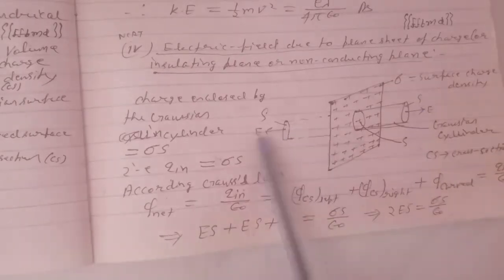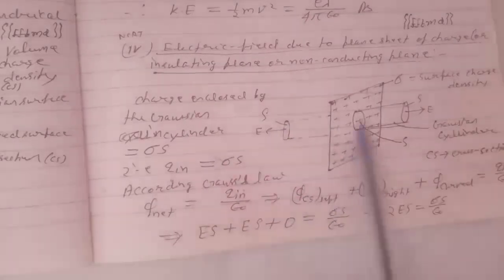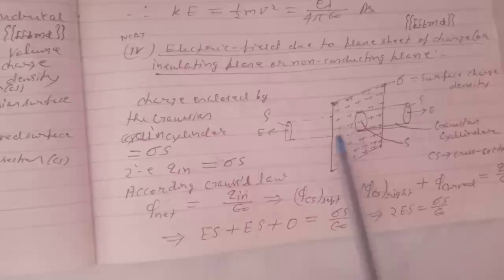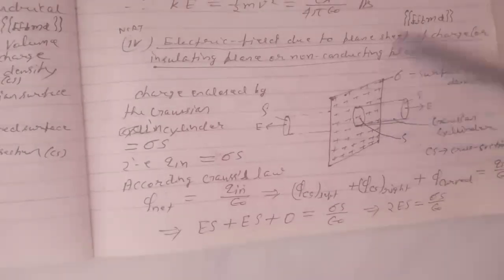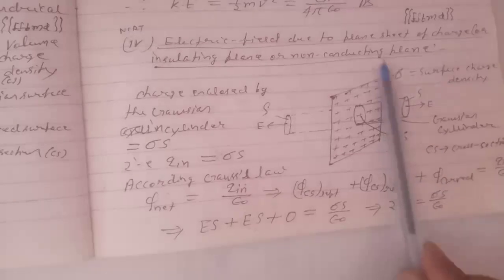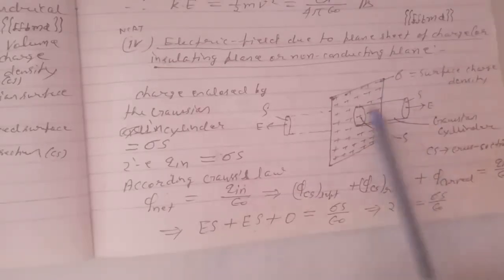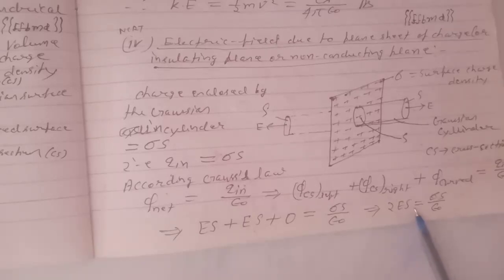So we can write that this flux will be ES because it is in the same direction. Again this will be ES, because if we look from this side, the electric field will be in this direction, as it is a plane sheet of charge. So ES plus ES plus 0. The flux through the curved surface will be 0 because the electric field is in this direction, but the surface area is perpendicular to the electric field for the curved surface, so it will be 0. Now putting the value Q in equal to sigma S, 2 ES equals sigma S by epsilon naught.